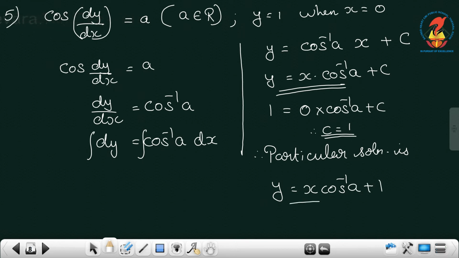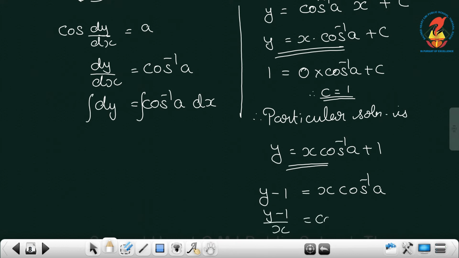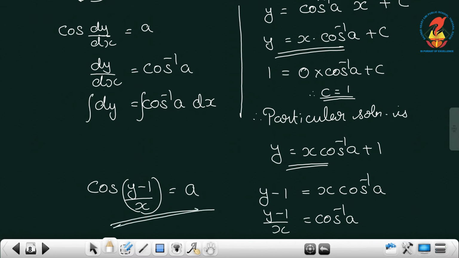Or we can write, take y to the left hand side. So y minus 1 is x into cos inverse a. Or (y minus 1)/x is cos inverse a. Or apply the cos function on both sides. So cos of (y minus 1)/x is equal to a. It's the answer given in the textbook.